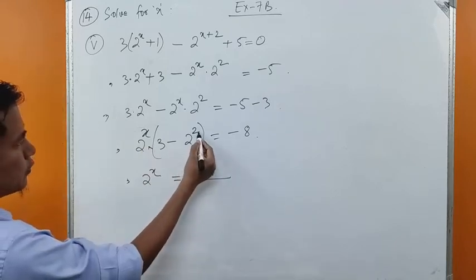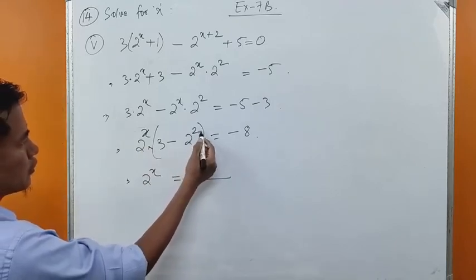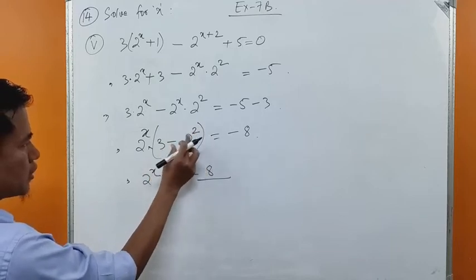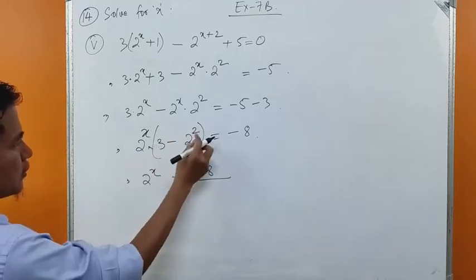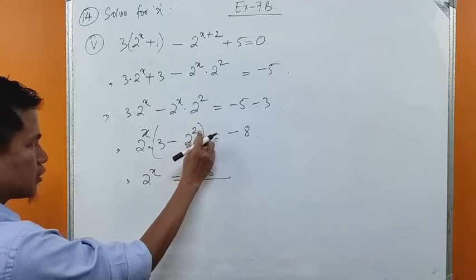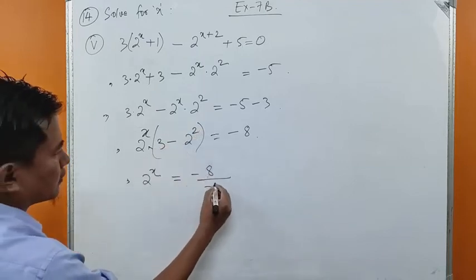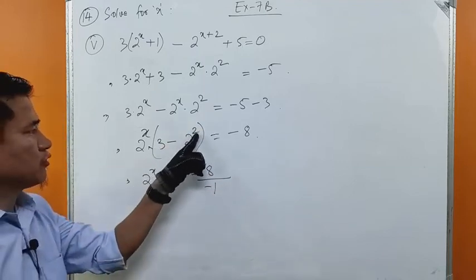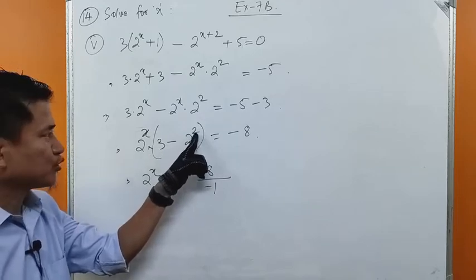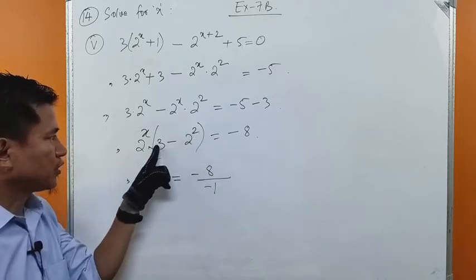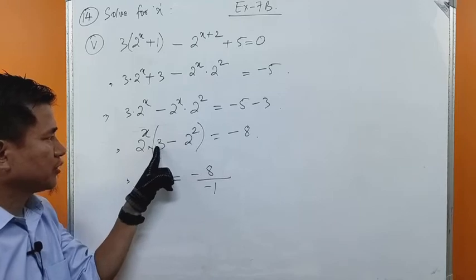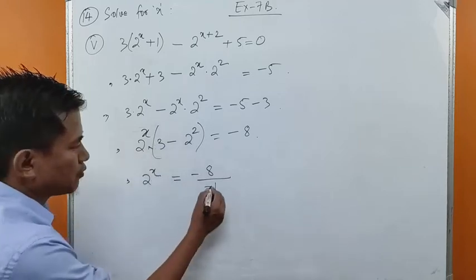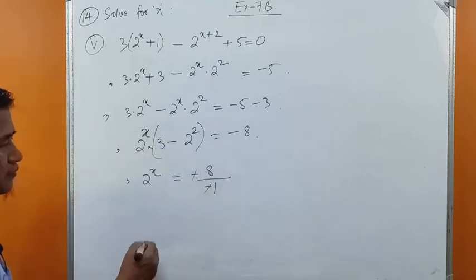So 2 squared is 4, so minus 4 plus 3. 2 squared is 4, minus 4 plus 3 is minus 1, isn't it? So this is minus 4 and this is plus 3, minus 4 plus 3 is minus 1. So minus and minus cancels out.